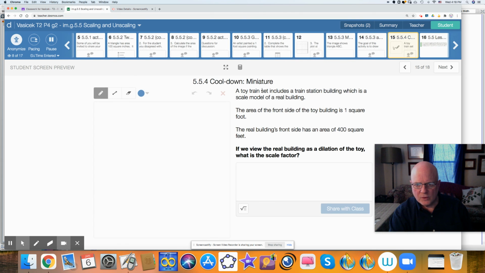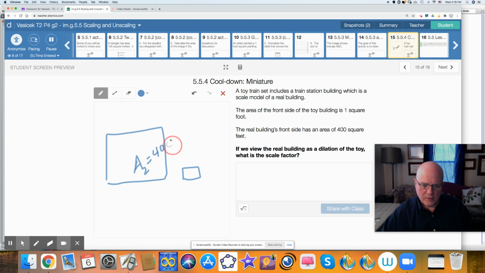For the cool down, we have a toy train set. And at the front of the set is a building. And the building on the toy is 1 square foot like this. And on the real building, it's 400 square feet. So my area 2 is equal to 400. My area 1 is equal to 1. And the question is, what is the scale factor? So if you go area 2 is equal to K squared times area 1, so we have 400 is equal to K squared. So K is equal to 20.